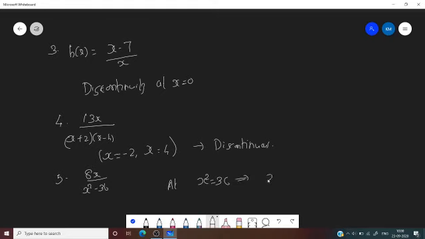Which implies that x equal to plus or minus 6, denominator must become 0. At these points the function is discontinuous. Points of discontinuities are x equal to plus or minus 6.